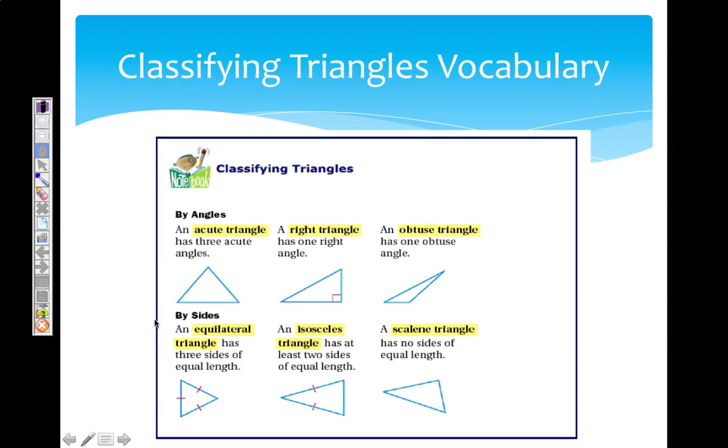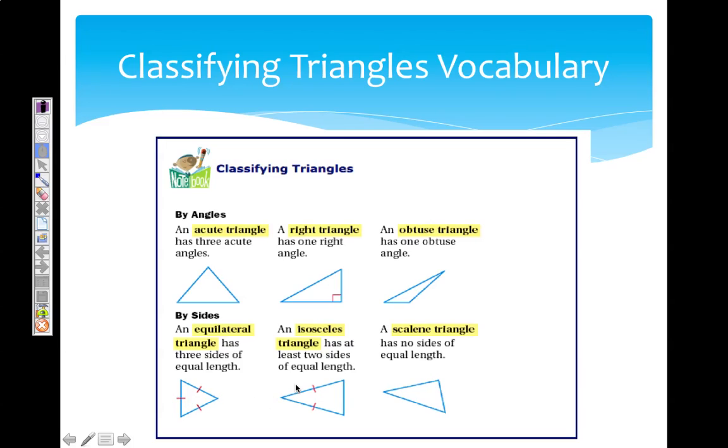Alright, the second way to classify triangles is by its sides. And we have 3 different classifications by its sides. The first one is an equilateral triangle. This is a triangle that has 3 equal sides. So every side is the same length. And the little hash marks here, or dash marks, are indicating that each side is the same length. We're going to talk more about these symbols in a little bit, but knowing these symbols and what they represent is going to be real important.